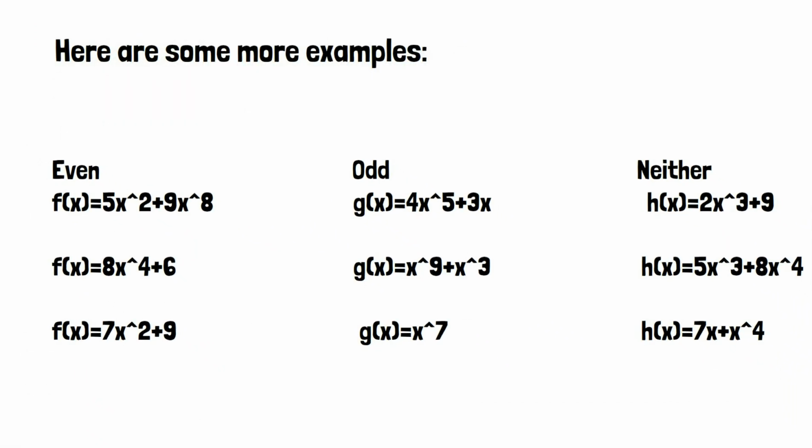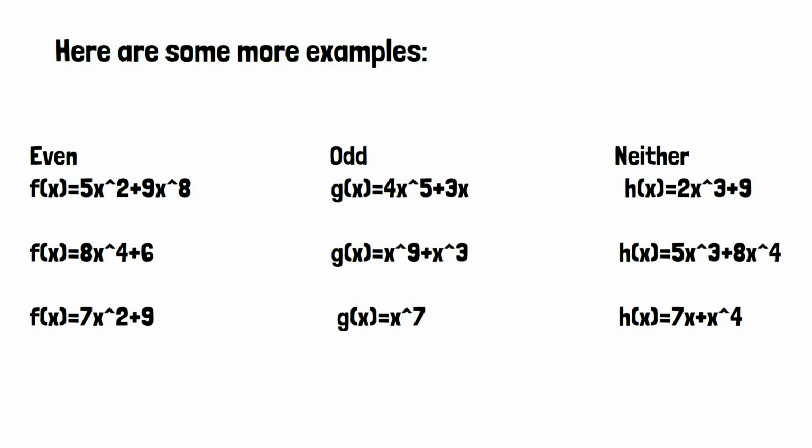Here are some more examples for you. Like in a function f of x is equal to 5x square plus 9x^8, it's an even function. And the next one is g of x is equal to 4x^5 plus 3x. It's an odd function. And the next one is h of x is equal to 2x cube plus 9. It's neither an even nor odd function.